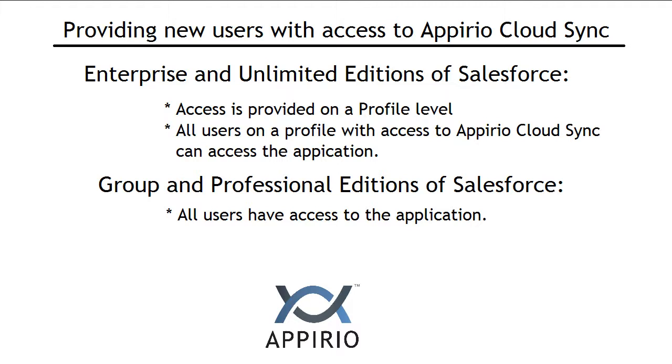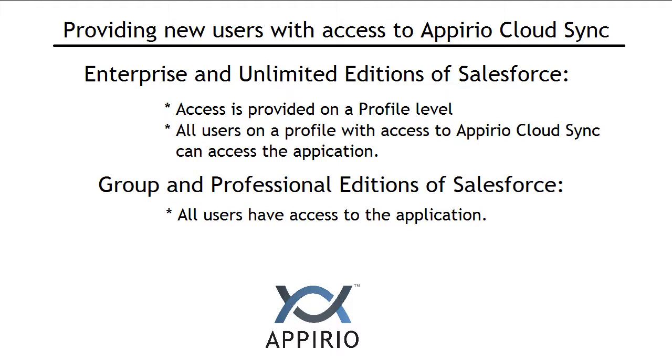For Enterprise and Unlimited Edition Salesforce users, access to Appirio CloudSync is provided on a profile level. This means that any user who has been assigned a profile with access to the application will be able to create a new connection and set up new syncs. If you are using Group or Professional Edition of Salesforce, these steps will not apply to you and your users should already have access to the application.